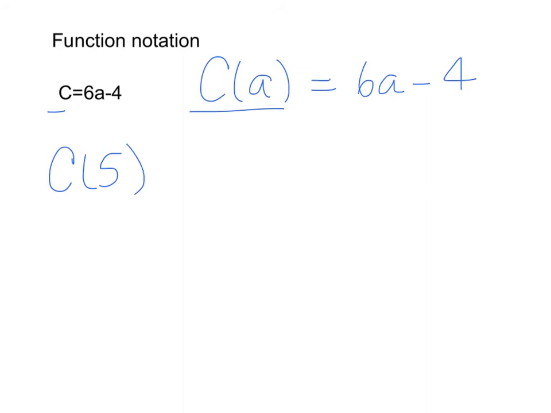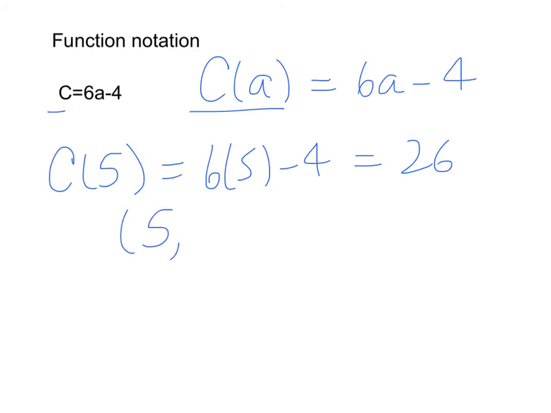Now we can ask ourselves, what if we want to buy 5 apples? The cost of 5 apples would be 6 times 5 minus 4, which would be 30 minus 4, which is 26. So let's say the cost of 5 apples is 26 cents. So now we have our input. We've put 5 in, we fed the function 5, and 26 came out of the function.